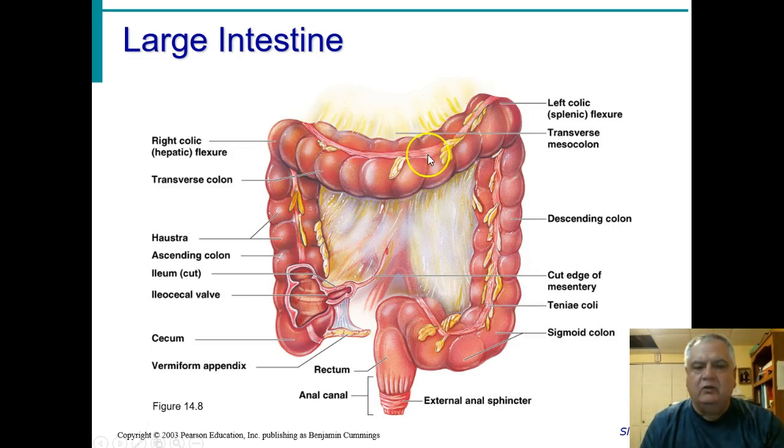And because of their tone, look at how it pulls the wall into these sac-like structures. These sac-like structures are referred to as haustra. Haustra are normal. They're supposed to be there.